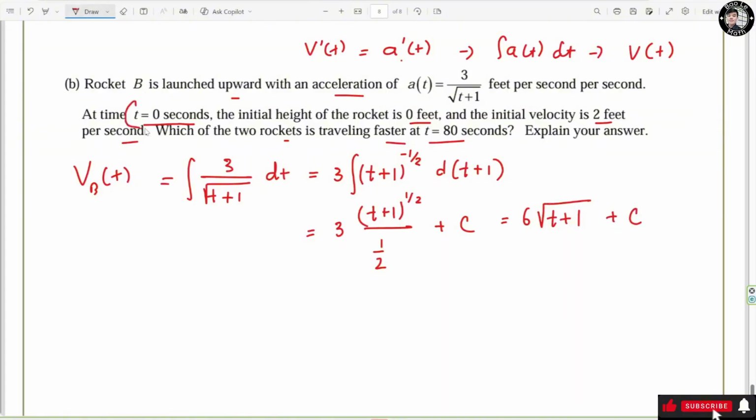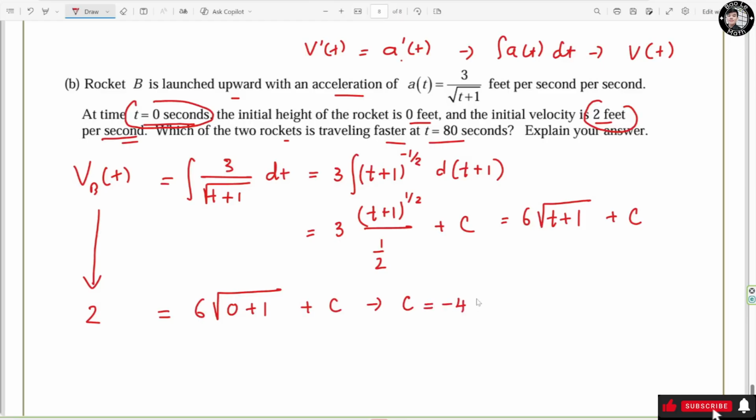Now at t equals 0 seconds, the velocity is 2 feet per second. So we use this initial condition to solve for c. 2 equals 6 square root of, substituting 0 for t, 0 plus 1, plus c. So c equals negative 4. So you have V_B of t equals 6 square root of t plus 1 minus 4.